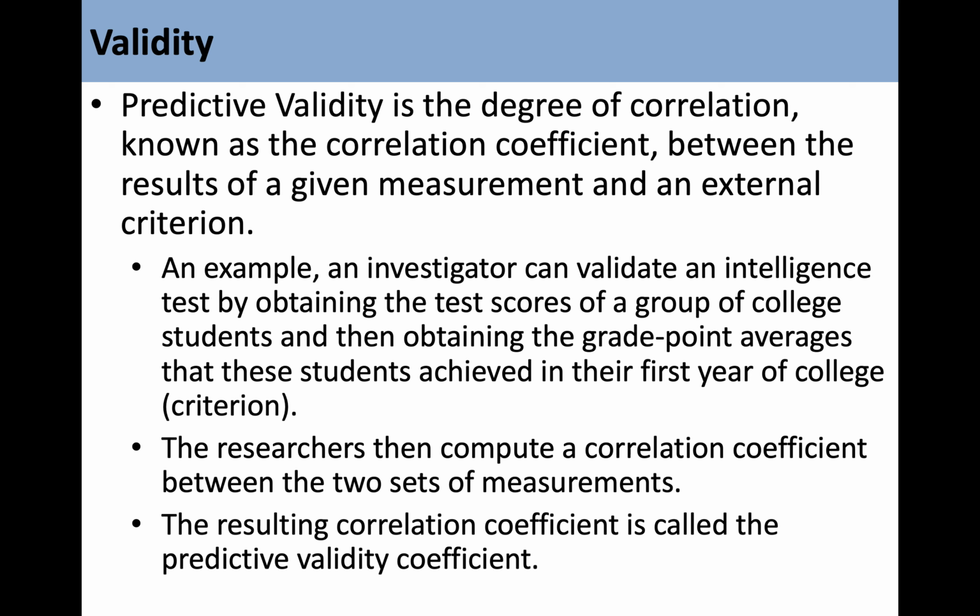Predictive validity is the degree of correlation, known as the correlation coefficient, between the results of a given measurement and an external criterion. An example: an investigator can validate an intelligence test by obtaining the test scores of a group of college students and then obtaining the grade point averages that these students achieved in their first year of college. The researchers then compute a correlation coefficient between the two sets of measurements. The resulting correlation coefficient is called the predictive validity coefficient.